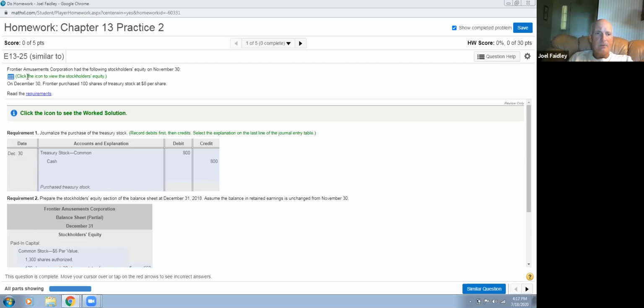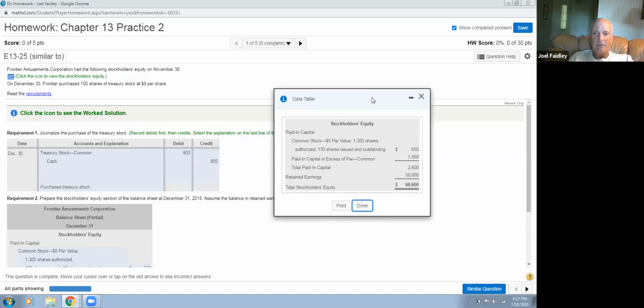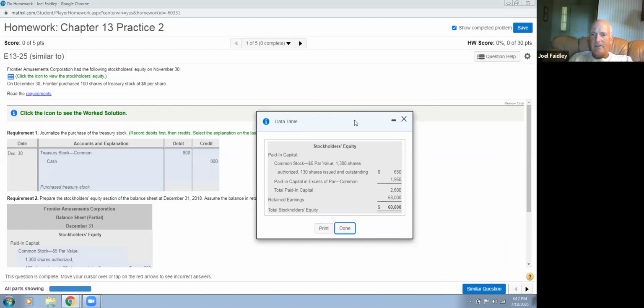So let's look at this first one. And it shows you what your stockholders' equity looks like. Common stock at par, there's your 1,300 shares authorized, 130 shares issued and outstanding, meaning they don't have any treasury stock. If issued and outstanding are the same. There's my paid-in capital, retained earnings, stockholders' equity. All right, so what happens?